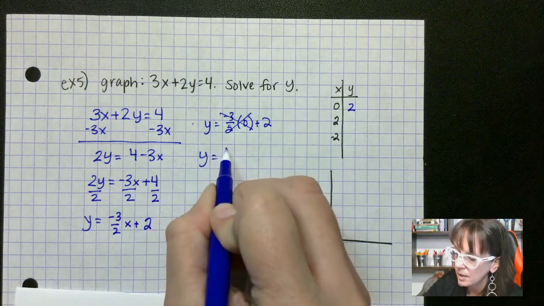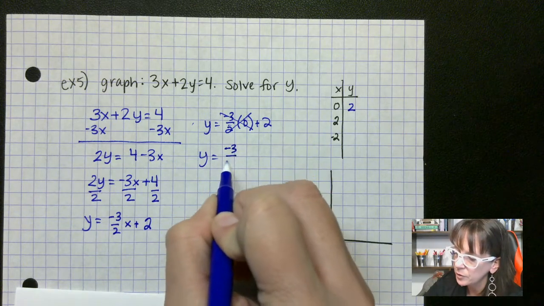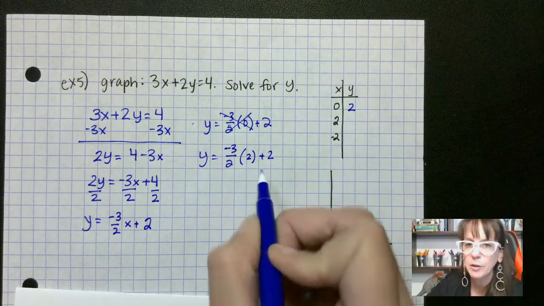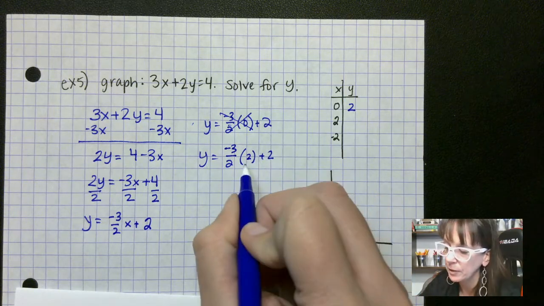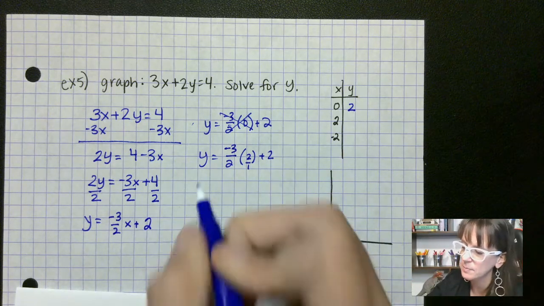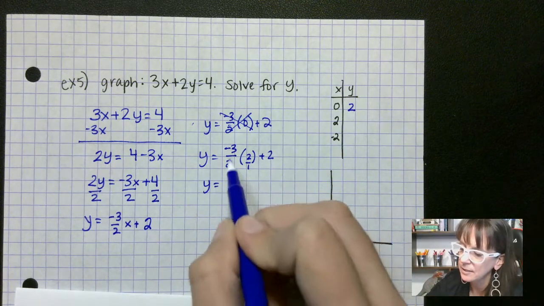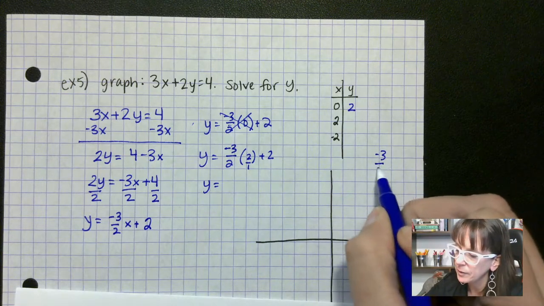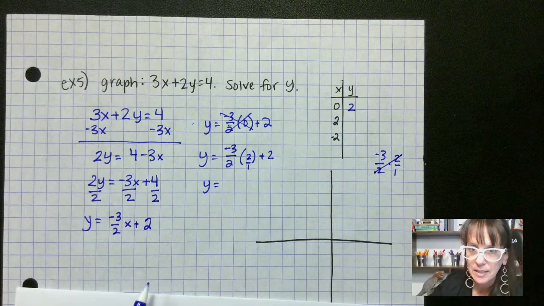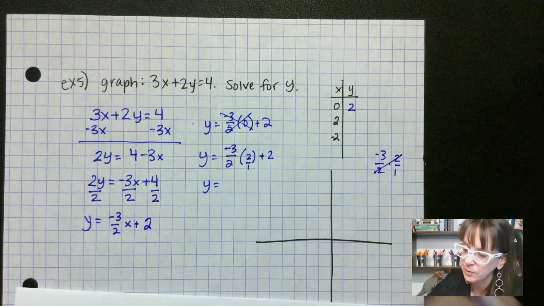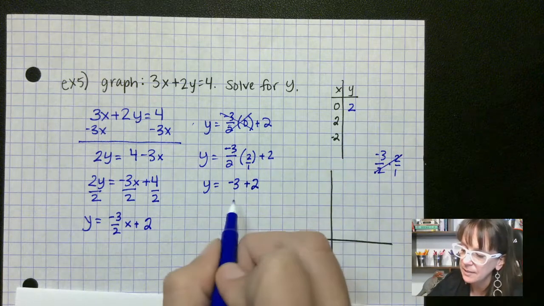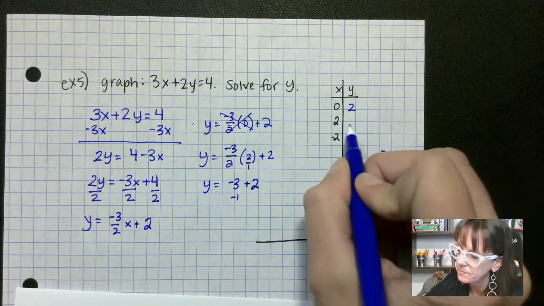Now let's do it. y equals negative 3 over 2 times 2 plus 2. Remember, you can turn anything into a fraction by putting it over 1. And when we're multiplying fractions, we multiply straight across the top, straight across the bottom. So y equals, a little bit of side work here, negative 3 over 2 times 2 over 1. These can cross-cancel, and we're left with negative 3 over 1, or just negative 3, plus 2. So that's going to give us negative 1.